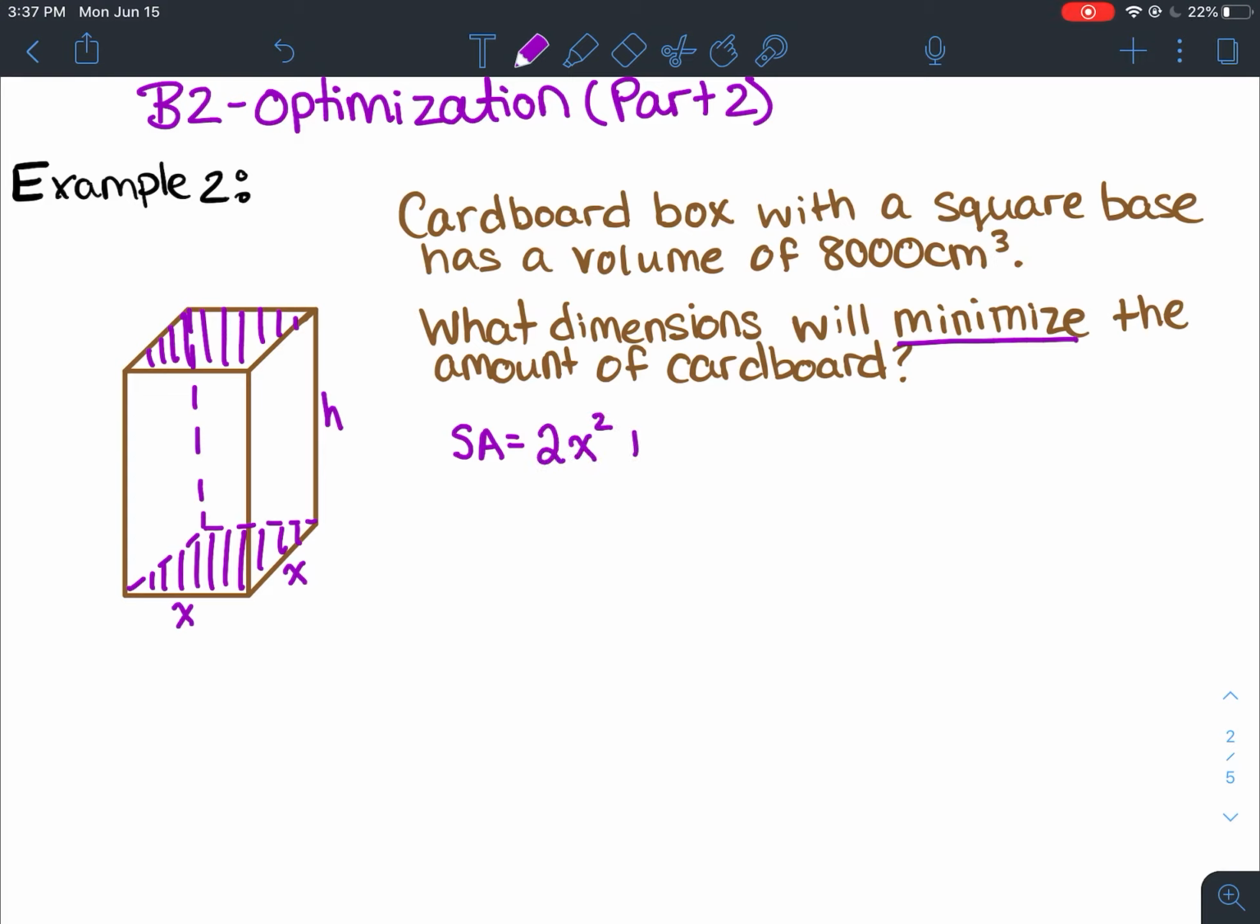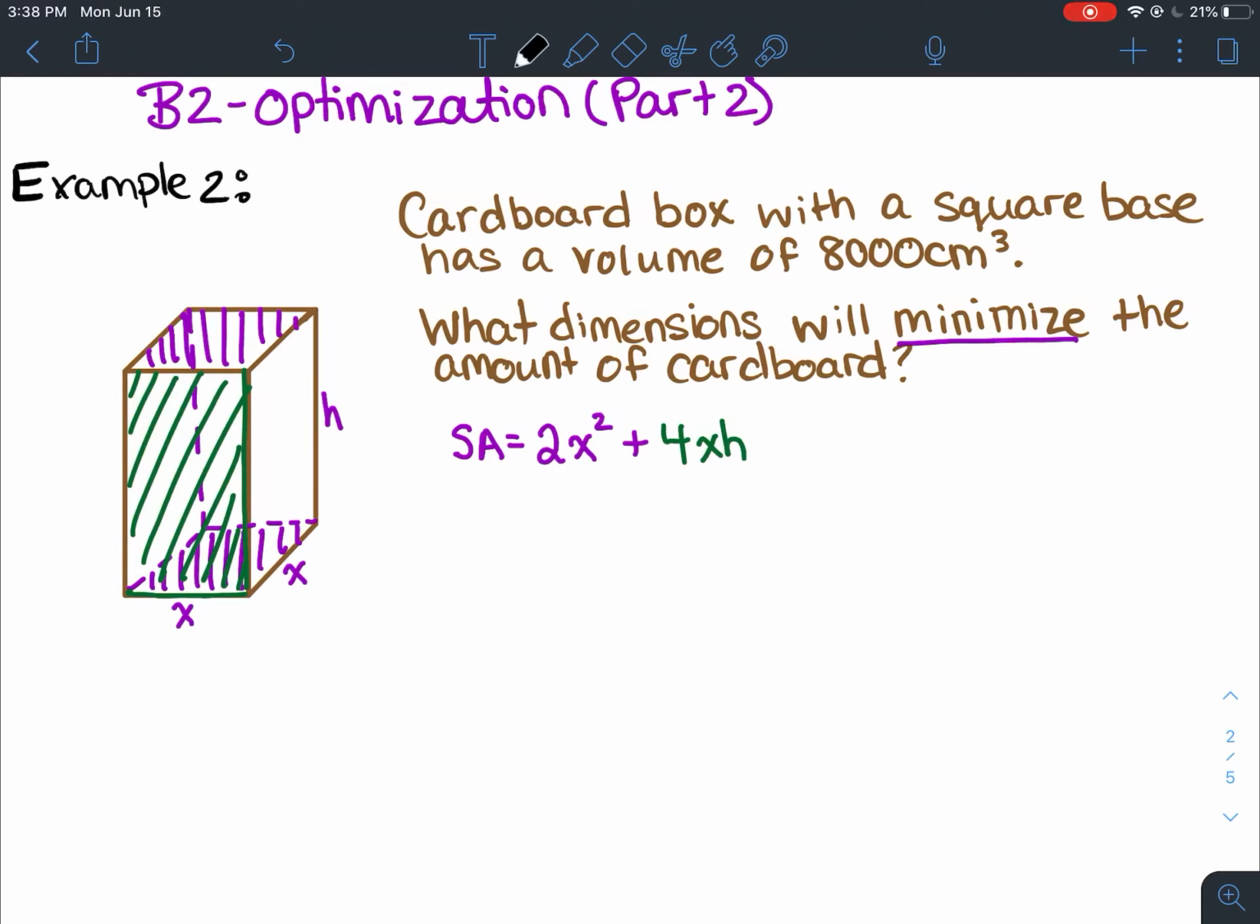Okay, plus, then we've got 4 sides, and they're going to be all the same, so I can write them as 4 whatever. So, actually, I'll just put this in another color. So the sides, these guys, there's 4 of them, and the dimensions are x times h for each one of them. So 4xh, I can say. Okay, cool. So we got a formula for surface area.